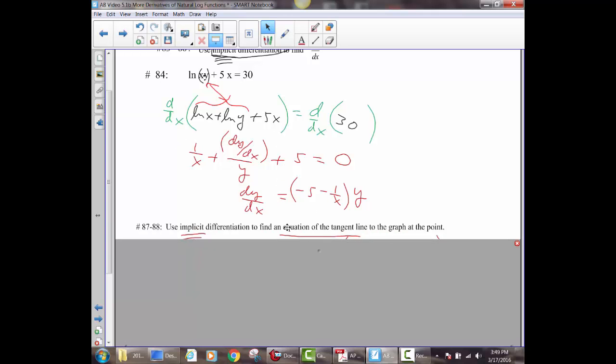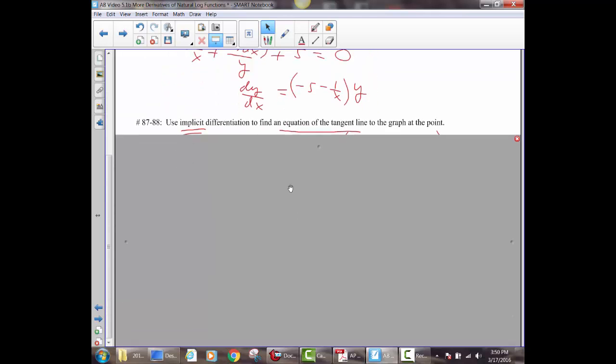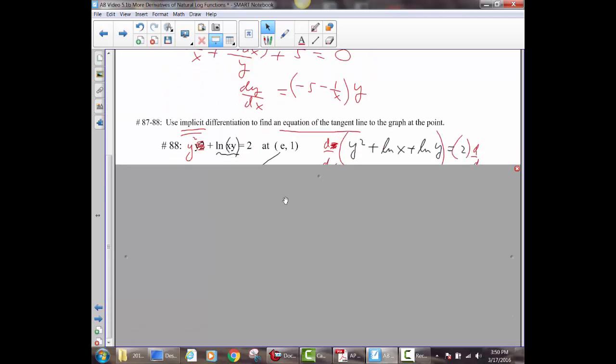87 through 88: use implicit differentiation to find an equation of the tangent line to the graph at the point. So that's kind of a combo of the last two questions. This should say y squared plus ln xy equals 2 is your curve, and you want to find the equation of the tangent line to this curve at the point (e, 1). So again, I'm going to break up that ln of x times y into ln x plus ln y. So I have y squared plus ln x plus ln y equals 2.